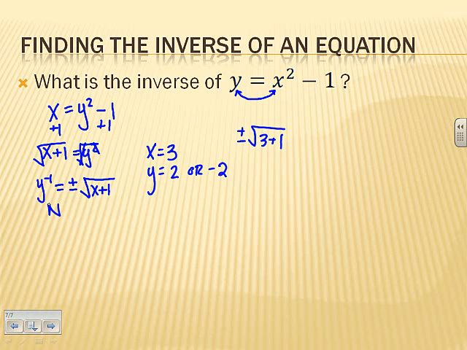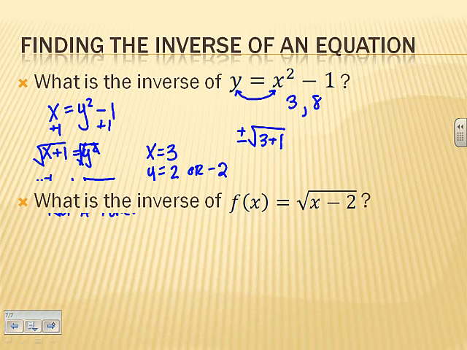So this, we would say, is not a function because of the plus or minus giving me 2 answers for one x value. Whereas up here, if I plug in the value 3, 3 squared is 9, 9 minus 1 is 8. When I plug in 3, I get one answer of 8. So every x has only one answer. This is a function, but the inverse is not a function. Let's try one more example.